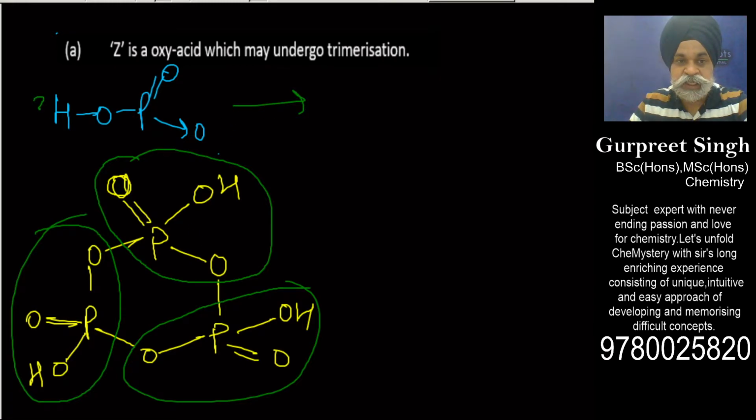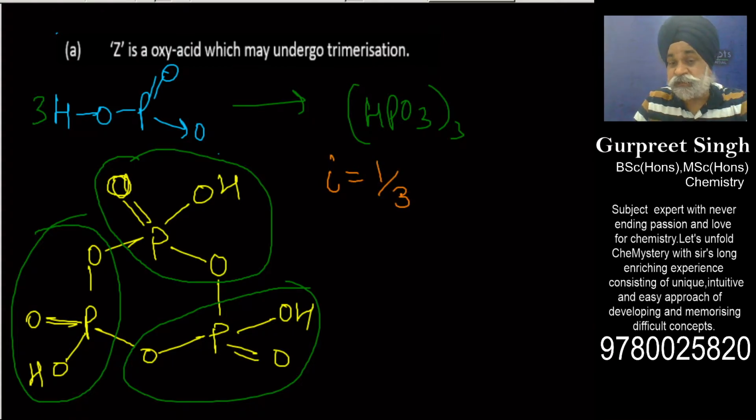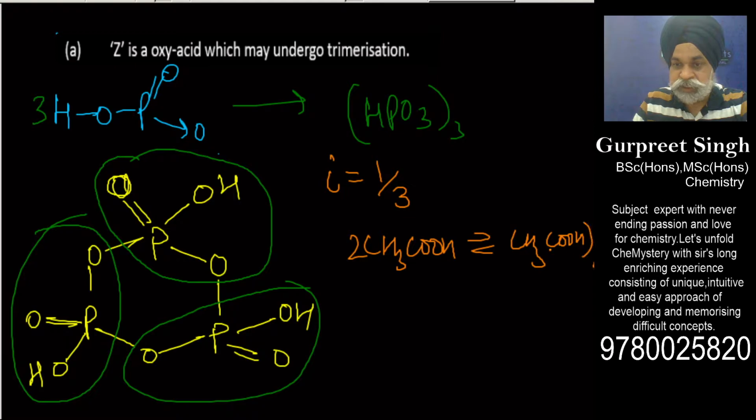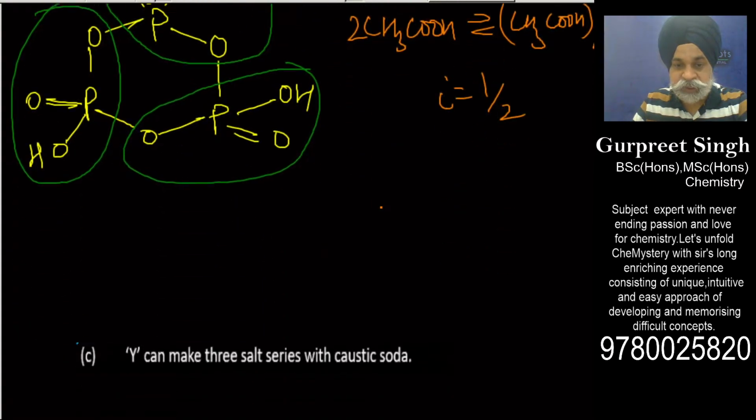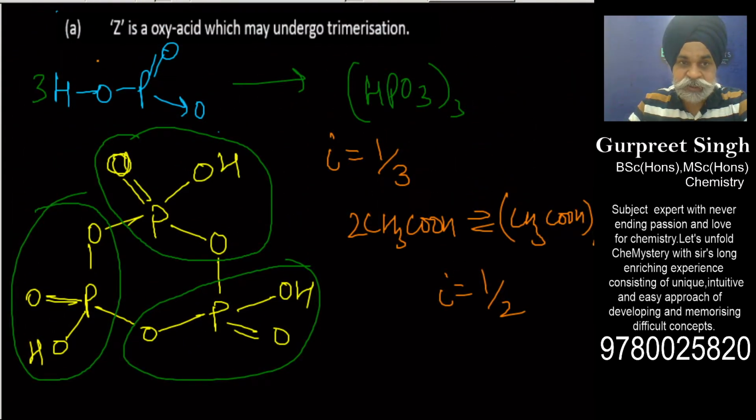So if you have taken 3 moles, it has the tendency to undergo trimerization. In another way it can be asked what is the van't Hoff factor of this metaphosphoric acid. So the van't Hoff factor could be said as 1/3, just like carboxylic acid. We said for acetic acid it undergoes dimerization, for which the van't Hoff factor is half. So for metaphosphoric acid, if it undergoes trimerization or association, it would give you a trimer. So this in a way is a right statement.